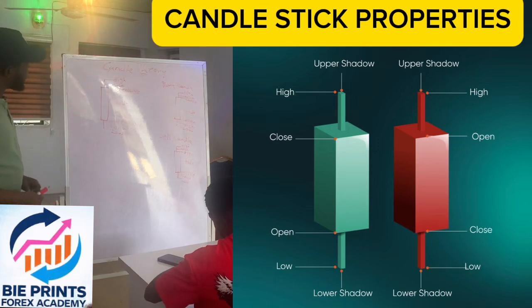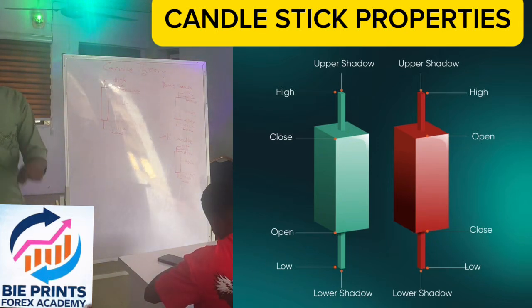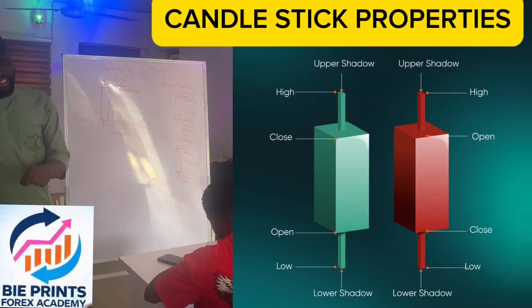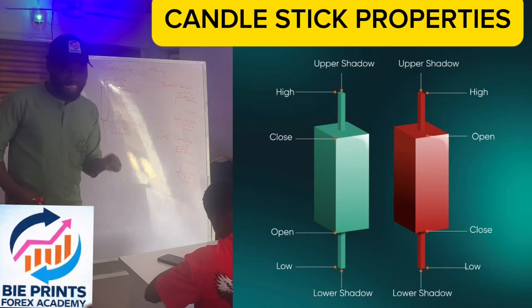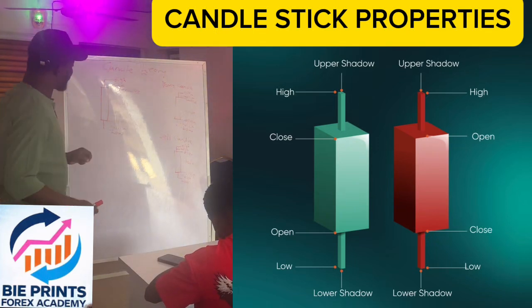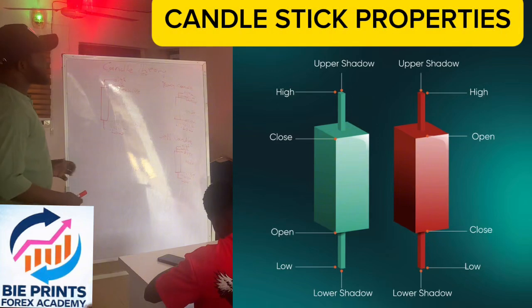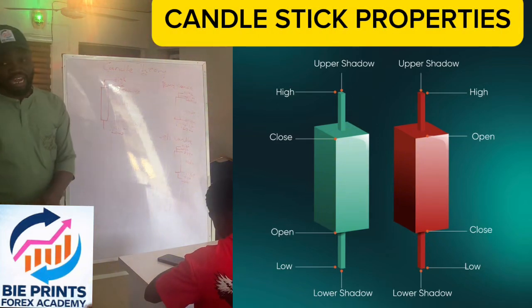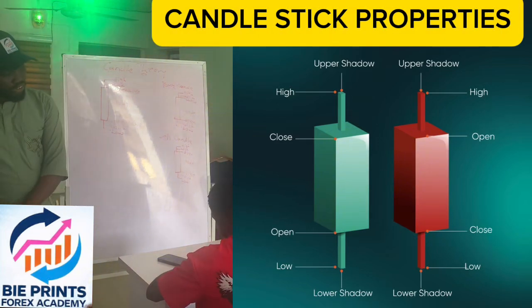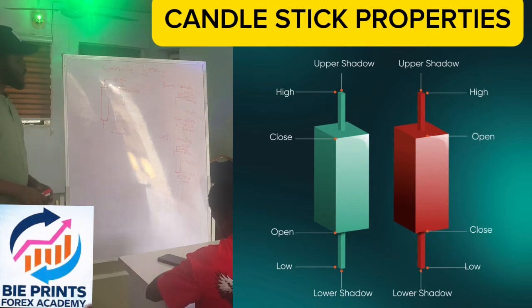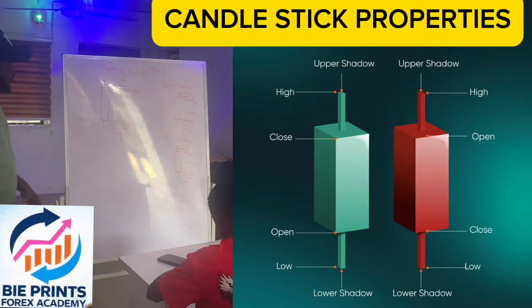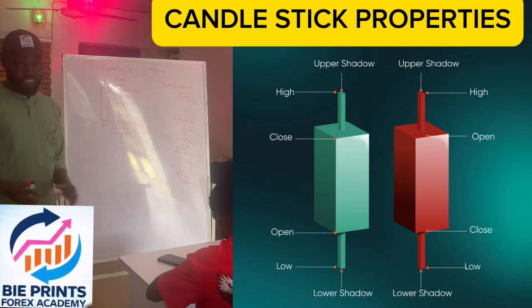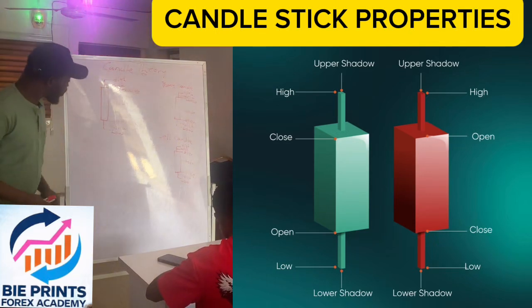Then the close is the ending of the market at a particular time. So the market starts, then it ends. When the market ends, we say the candle has closed. That's the close of the candle at a particular time, because everything is with time. You could use 1 hour, 1 minute, or the rest.